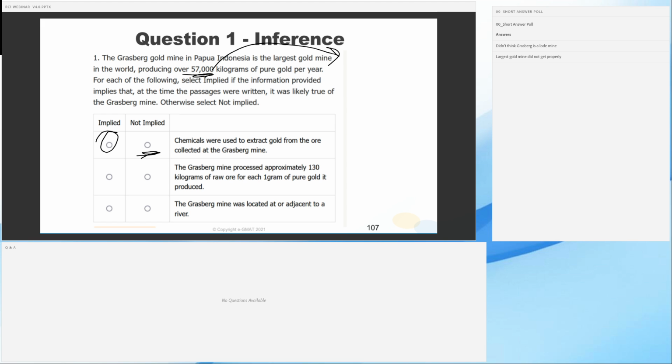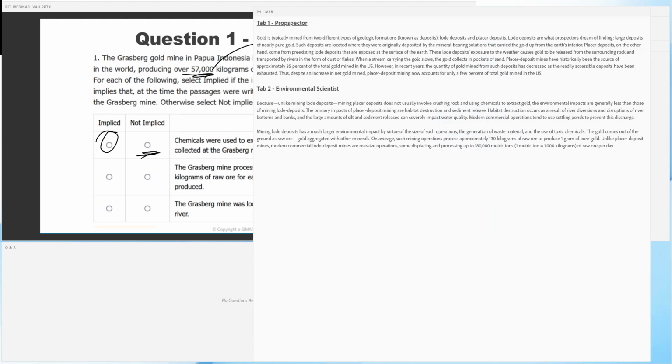Okay. The Gassberg mine processed approximately 130 kilograms of raw ore for each of this. Okay. Now, can you infer that? We're given this piece over here. On average, unlike placer deposit mines, modern commercial load deposit mines are massive operations. On average, such mining operations process approximately 130 kilograms of raw ore to produce 1 gram of pure gold. Whatever is true on average, can we really say that that is going to be true for this particular mine?